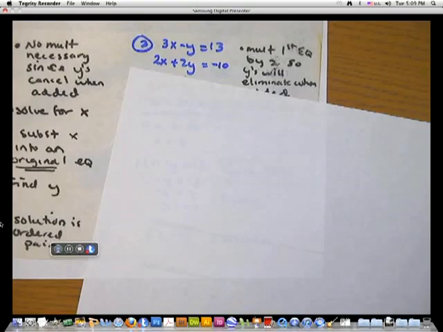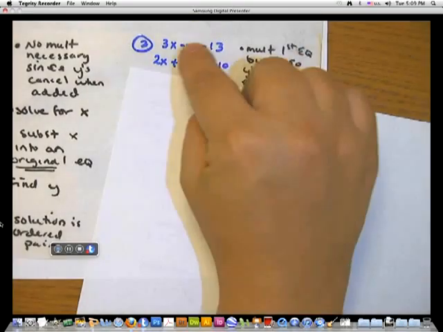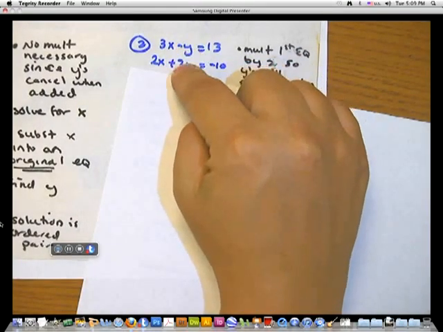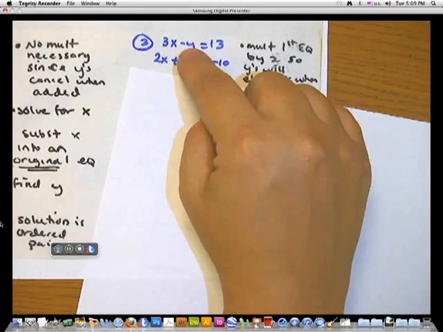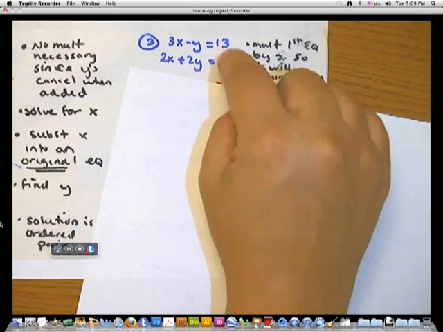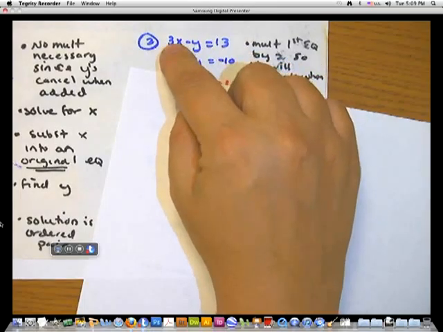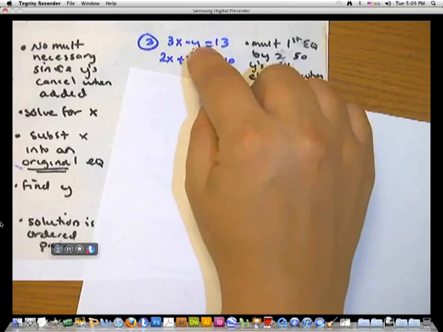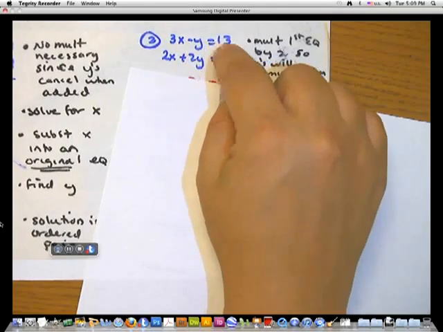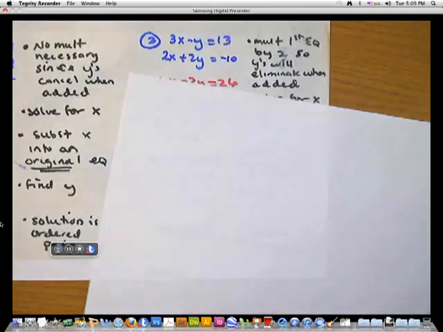Here I have 3x minus y is 13, and I have 2x plus 2y is negative 10. In this case, if I were just to combine them, just add them, I would not get rid of a letter. So what I want to do is multiply the first equation by a 2, because I notice that they're already opposite signs, and when I add opposite signs, they go away. But it's easy to multiply a 1 by a 2. But when I multiply, I need to make sure I do it to every piece. Again, when you multiply to eliminate, it needs to go to every piece. So I'm going to multiply the first one by 2.